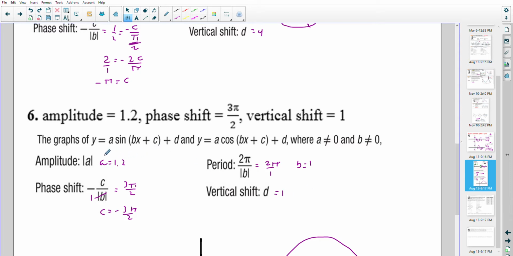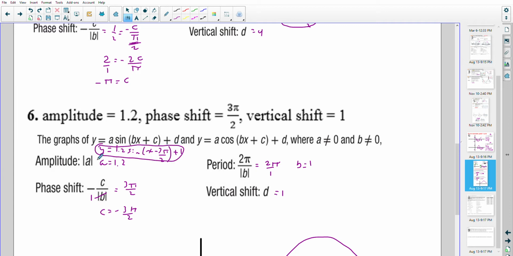At this point, again, you can write the equation. Y equals 1.2 sine. B is 1, so it's going to be x plus negative, means minus 3 pi over 2, plus your D, which is 1, and that's going to be your equation.